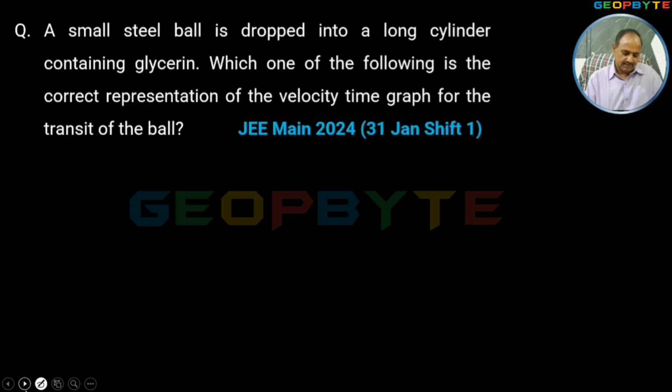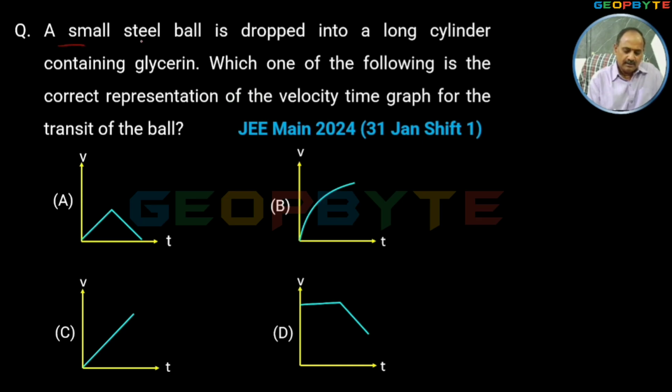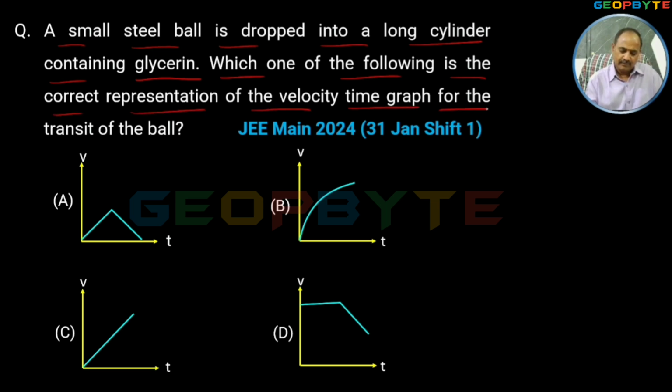Dear students, let us take another question. It is asked like this. Try to read it clearly. A small steel ball is dropped into a long cylinder containing glycerin. That means the small steel ball is immersed in the glycerin liquid. Which one of the following is the correct representation of the velocity time graph for the transit of the ball? You are asked to decide the correct velocity versus time graph.